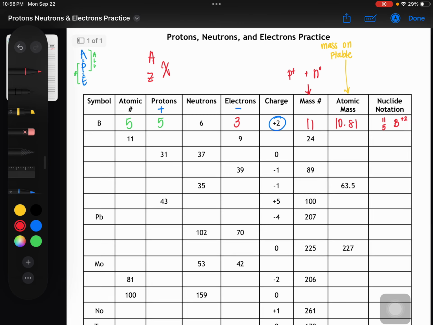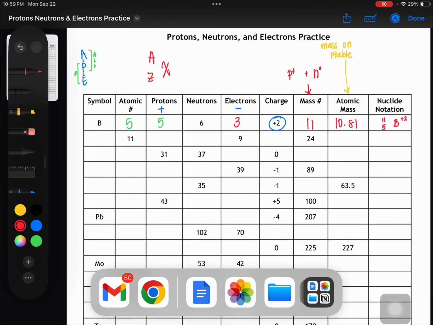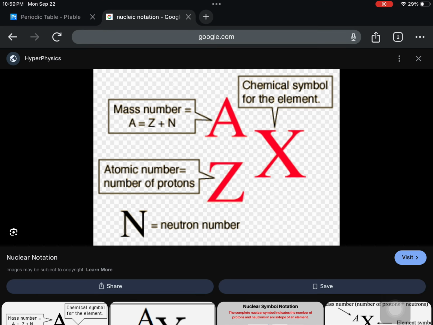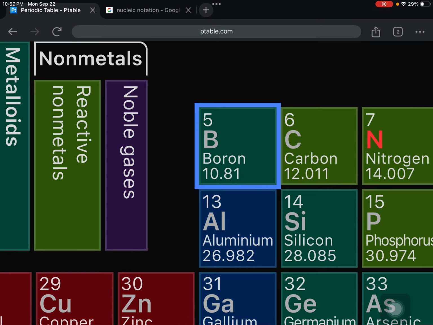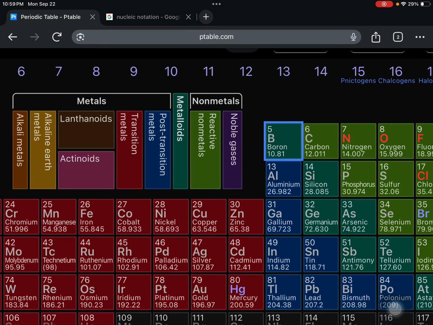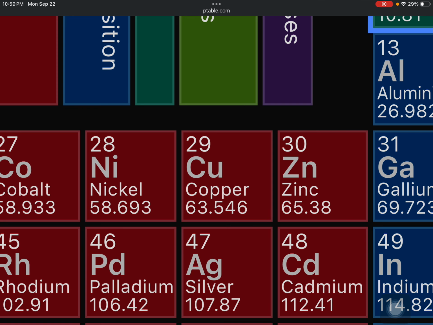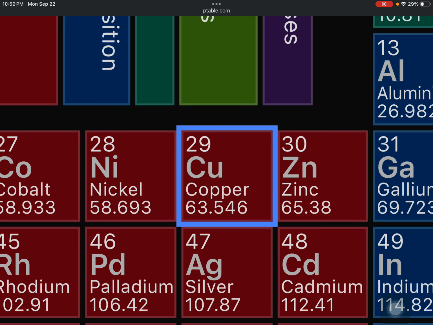So sometimes you're actually not given the element, right? We don't have the symbol, we don't have the atomic number or the protons, but we have 63.5. So we can look at our periodic table and find which element has 63.5, and sometimes approximate. So here we have copper, which is number 29 on the periodic table, and it does have 63.5.